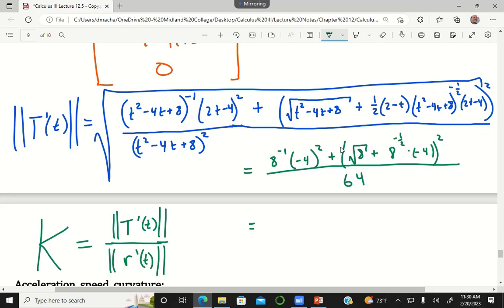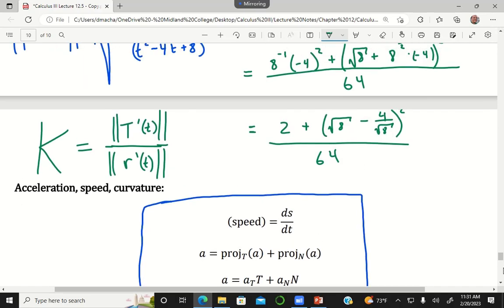So continuing, this would be 4 squared is 16, divided by 8 is just 2. And then I have square root of 8 plus 4, well, no, I should say minus 4. Minus 4 divided by the square root of 8, all squared, divided by 64.